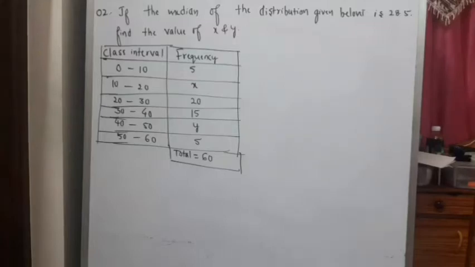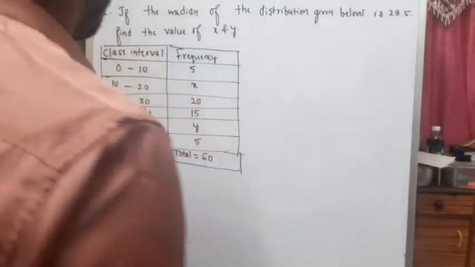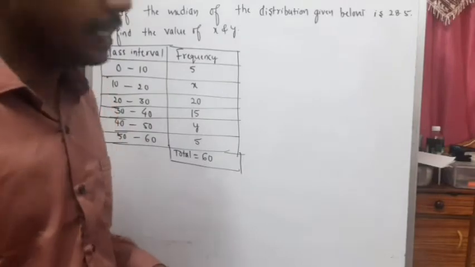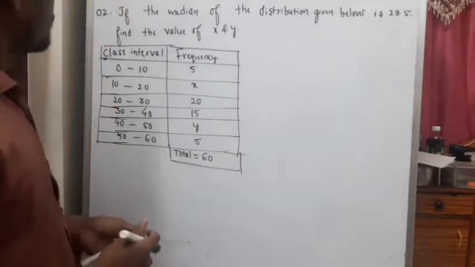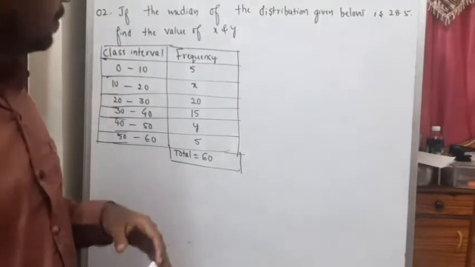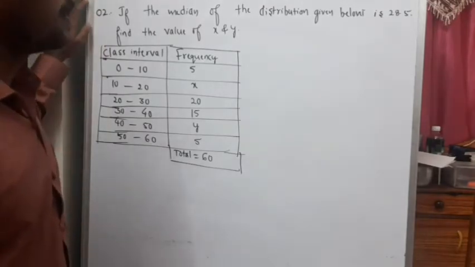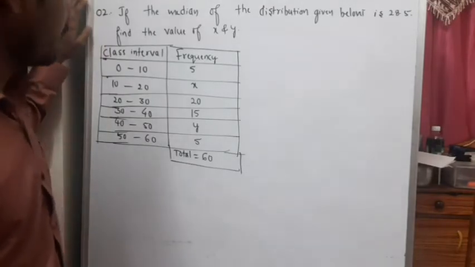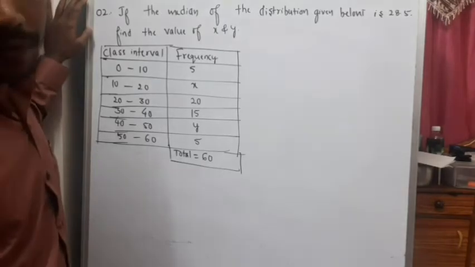Students, we'll continue with exercise 14.3. So I'll start with the second question. If the median of the distribution given below is 28.5, find the value of x and y.